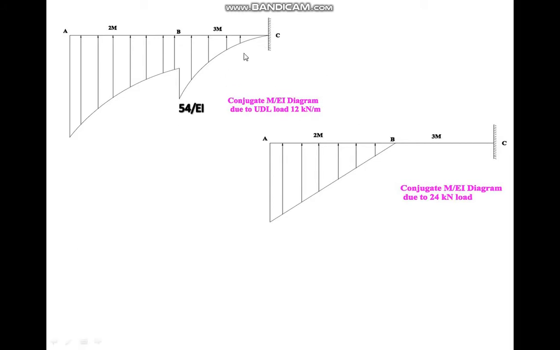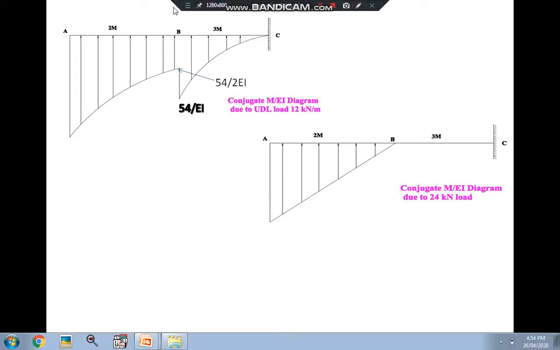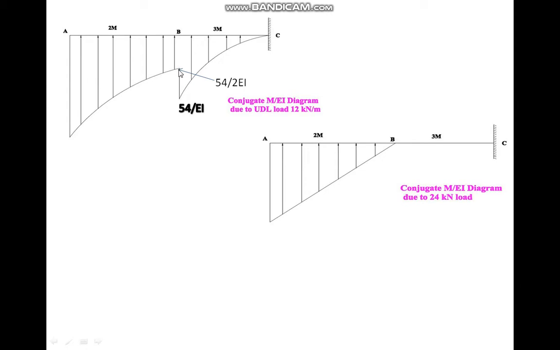It is a parabolic shape. Here at point B, you get 54 divided by EI, and this point is a junction point. Here the I value is 2I, and here the I value is 1I, so you get 27 divided by EI at this point. At support A, you have the moment 150, so 150 divided by 2EI gives a total of 75 by EI.